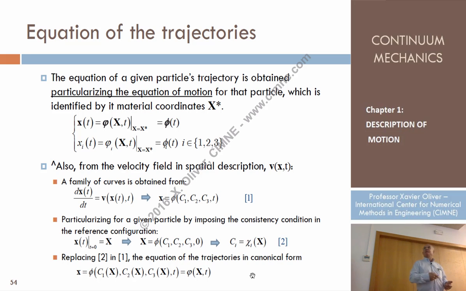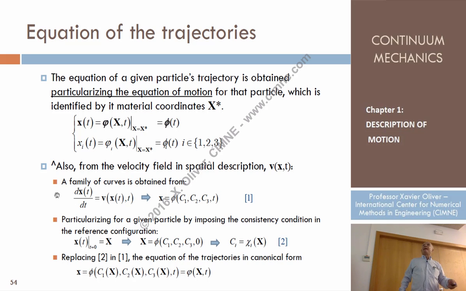Just the process of integration returns a certain function of t, but also depending on three constants. So what are these three constants? For every value that we provide to them, we get a curve. This is what is called a family of curves. And this C1, C2, C3 is just what? The label of the particle. So this is the non-canonical form of the equations of motion.